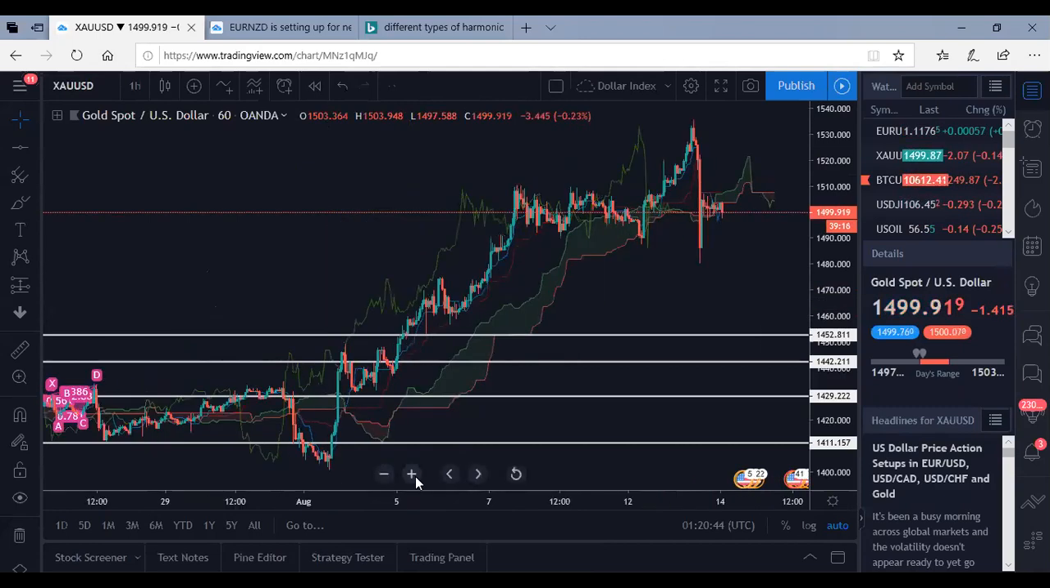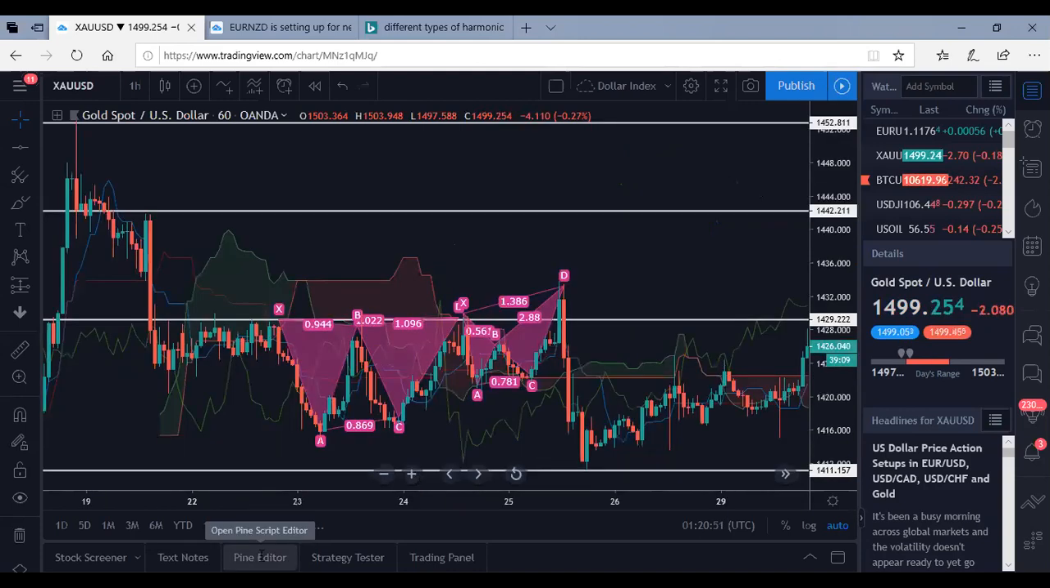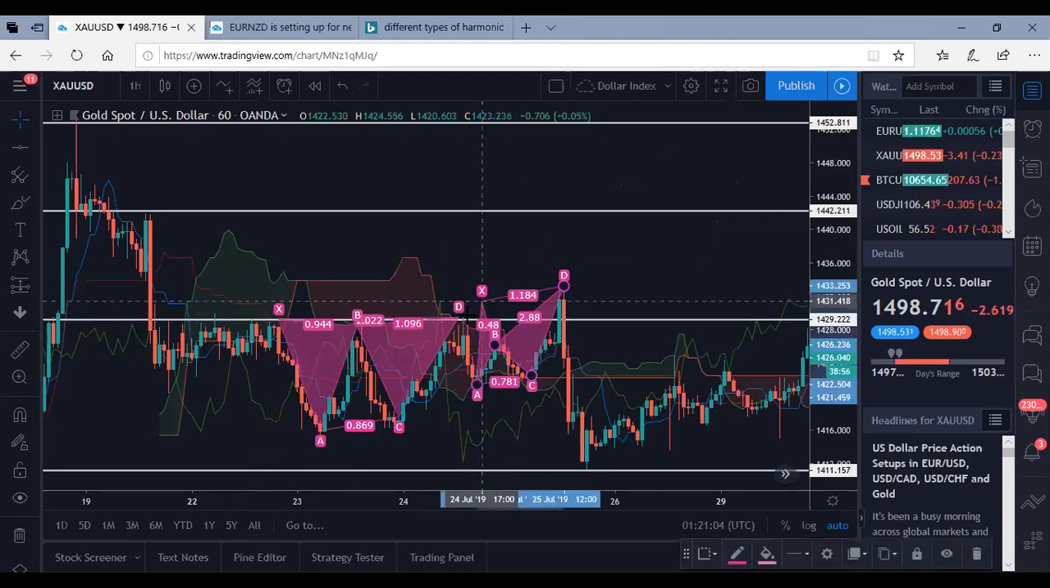So this was my second class. I was actually talking about gold. You can see these patterns forming, these M and W's. So X, A, B, C, D went into a sell right here. Then I also did X, A, B, C, D. Then you could have caught that sell right here, right?